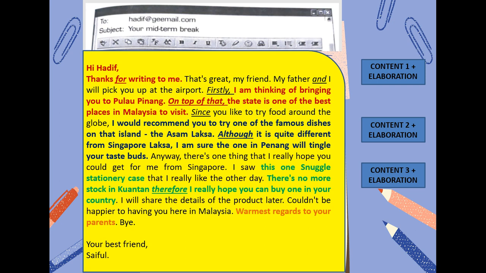Anyway, there is one thing that I really hope you could get for me from Singapore. I saw this one snuggle stationery case that I really liked the other day. There is no more stock in Kuantan. Therefore, I really hope you can buy one in your country. I will share the details of the product later. Couldn't be happier to having you here in Malaysia. Warmest regards to your parents. By your best friend, Saiful.